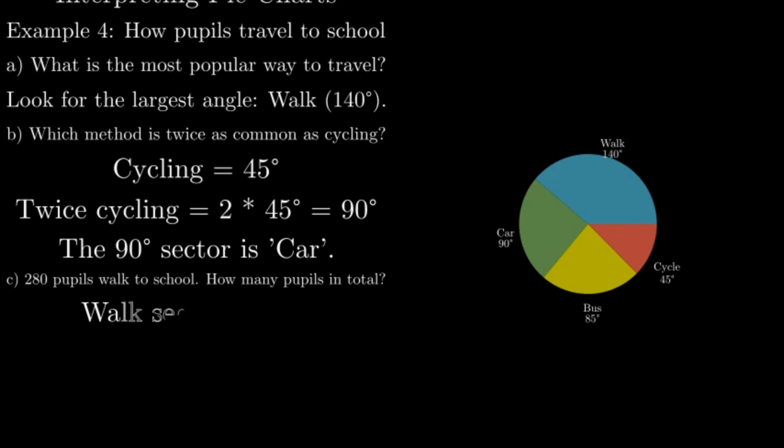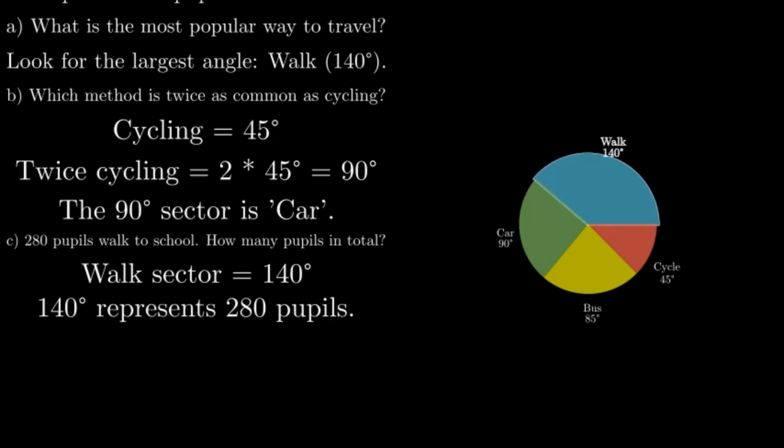Now for a more complex question. We are told that 280 pupils walked to school. How many pupils took part in the survey altogether? We know the walk sector is 140 degrees. So those 140 degrees represent 280 pupils.